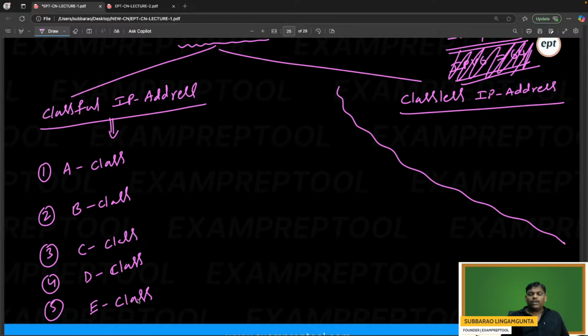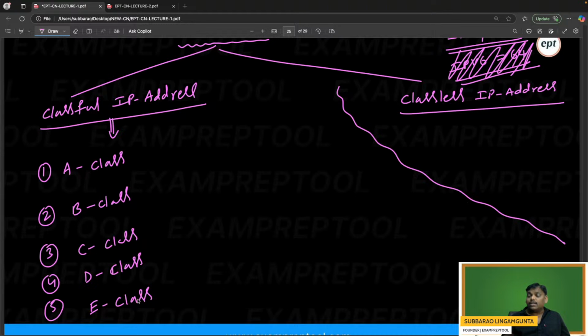Right, classful IP addresses. All IP addresses will be divided into 5 classes: A class, B class, C class, D class, E class. Everyone knows this. If anyone doesn't know, please listen carefully. I'm repeating once again. IP addresses are of two types: classful IP addresses and classless IP addresses. Let's talk about classful only.